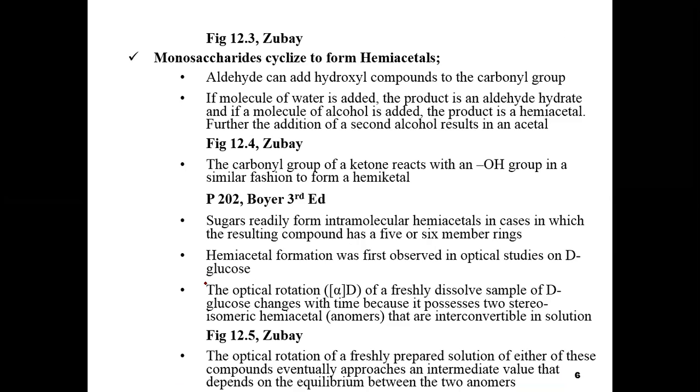Monosaccharides are cyclized to form the hemiacetal. Aldehydes can add a hydroxyl compound to the carbonyl compound. By this addition, the closure of the chain may take place. If a molecule of water is added, the product is an aldehyde hydrate, and if a molecule of alcohol is added, the product is the hemiacetal. Addition of water may hydrate the molecule, but addition of alcohol may make the hemiacetal molecule. Further, the addition of a second alcohol results in the acetal.